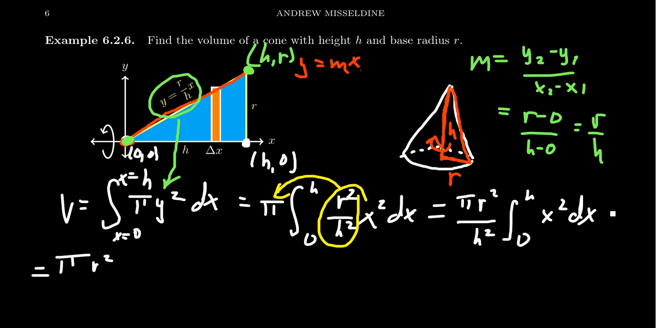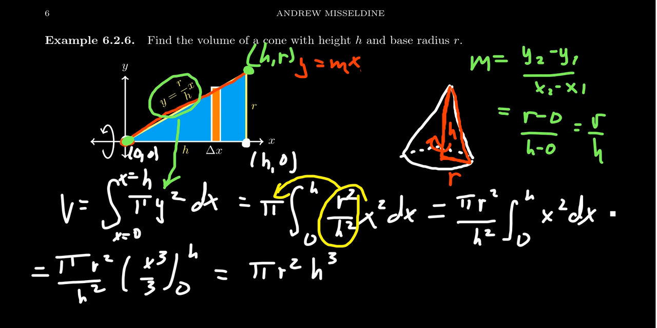Now as we integrate this by the power rule, I'm just going to copy the pi r squared over h squared again. Using the power rule here, x squared is going to become x cubed over 3, going from 0 to h. You're going to plug in the h and get an h cubed. When you plug in 0, you'll just get 0. And so we end up with pi r squared h cubed all over 3h squared. Simplifying the h's, there's h squared on the bottom that cancels with two of the h's on the top, and that leaves us with pi r squared h, and then there's just a 3 left in the denominator.